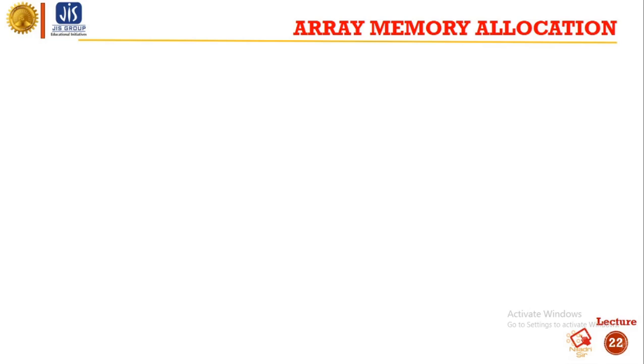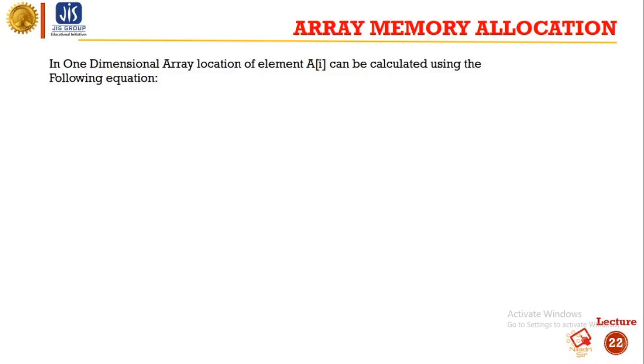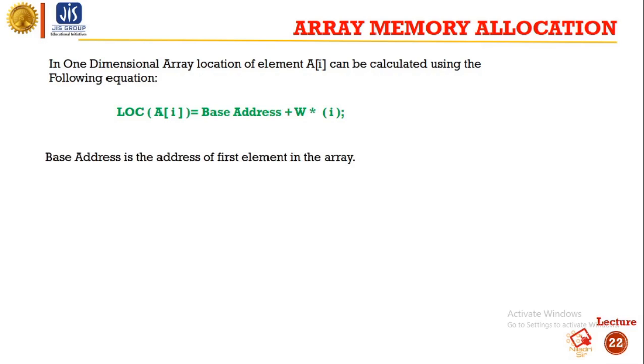Now, what is array memory allocation? In a one-dimensional array, the location of element A[i] can be calculated using the following equation. If we want to find the memory location of any element of an array, the formula is the base address plus w times i. The base address is the address of the first element in the array, and w is the word size, which means the number of bytes occupied by each element.